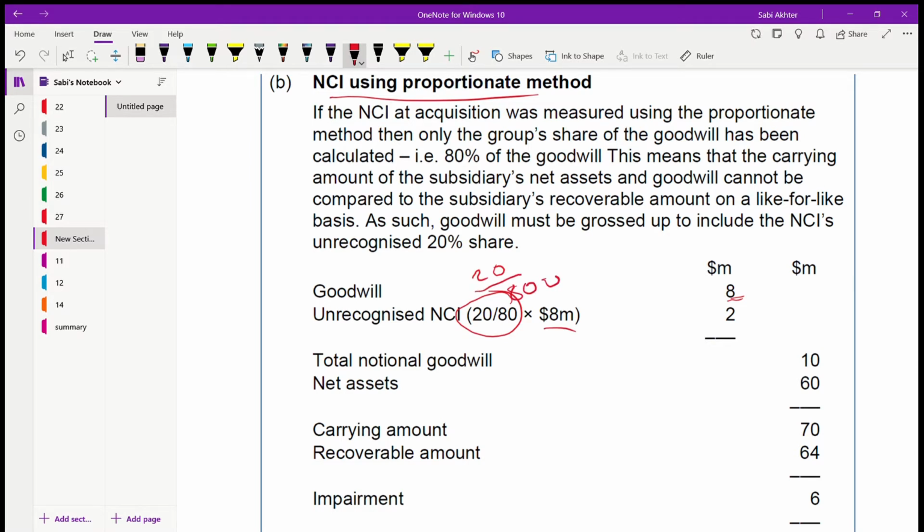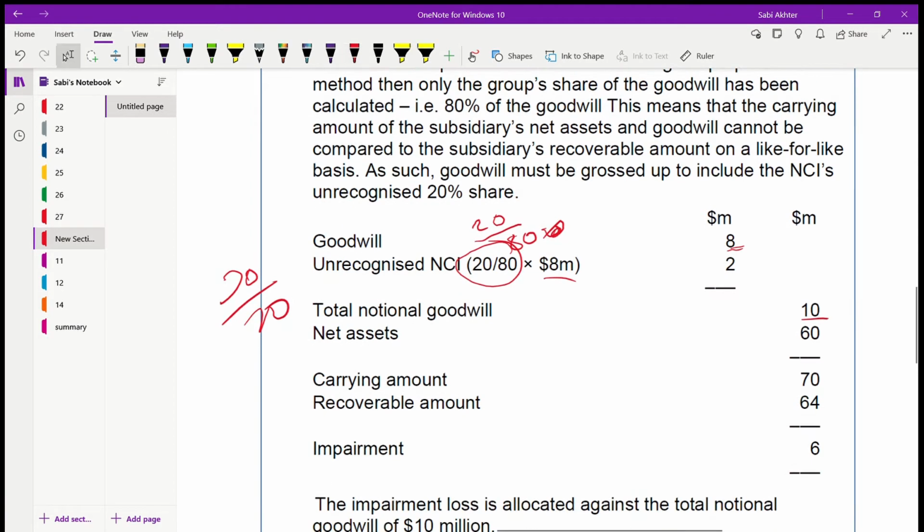That means you are taking 20%, you are not taking 20%. Okay, it will be 20 over 80. If the NCI was 30, then it will be 30 over 70. This is how it goes. So you add this. So this is known as the total notional goodwill. And net asset remains 60.